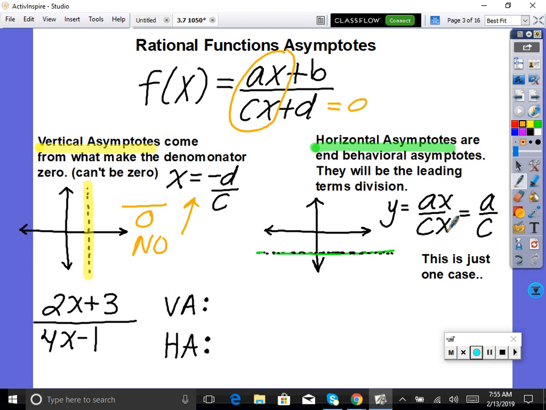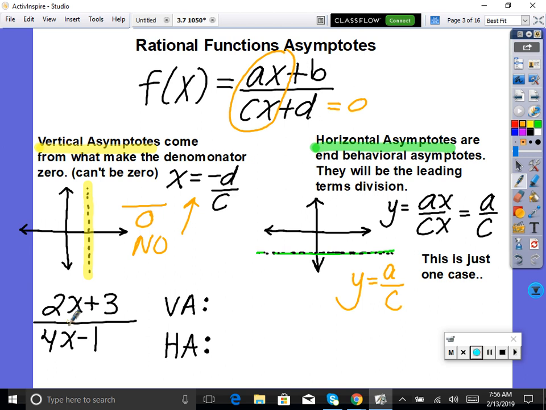If we have the same degree, I'll have more information in the next slide. If we have the same degree on top and bottom, you would just divide out your leading coefficients, and that would be your horizontal asymptote. So we would have a horizontal asymptote if this was the case, degree 1 divided by degree 1. A divided by C. Your leading coefficients will be on the horizon where your function approaches. We'll talk about why in just a second.